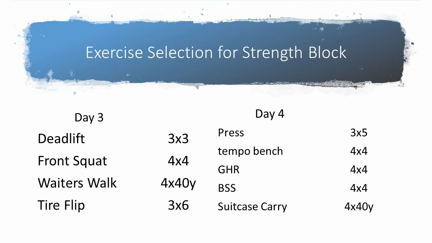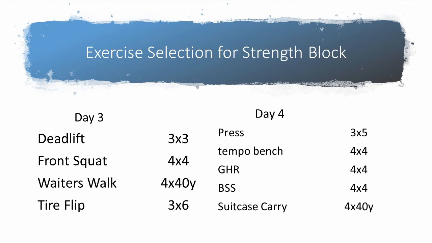From there, we went to tempo bench. On the tempo bench, we did 4 seconds down. Once he touched his chest, he came up, and it was 4 seconds up. So 4-0-4. Tempo bench is a great way to increase the amount of time under tension while keeping the amount of stress on your body relatively low. From there, we went, of course, back to the glute ham raise, followed by the split squats again, and then we finished with a suitcase carry.